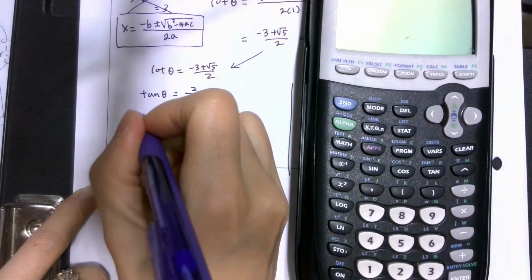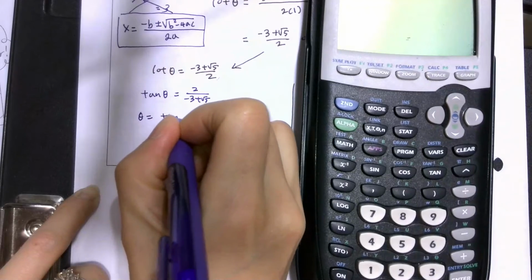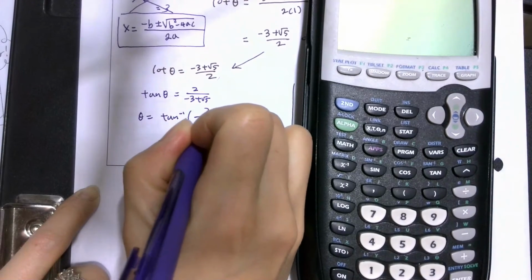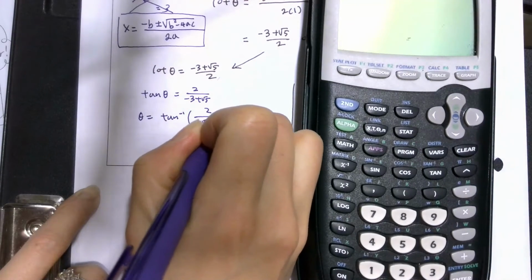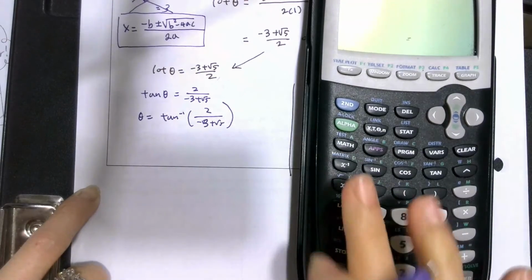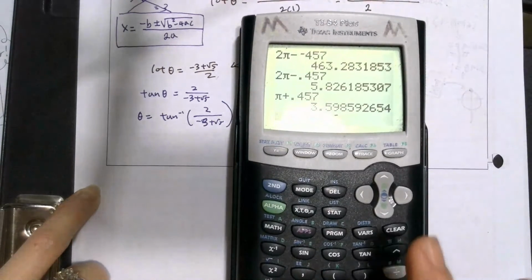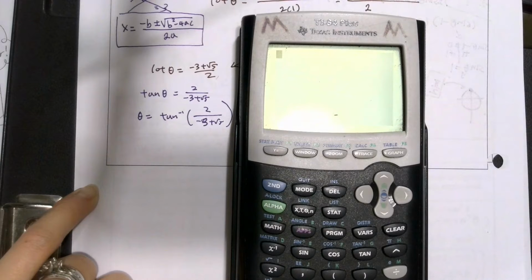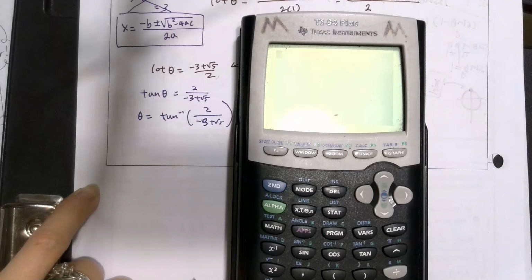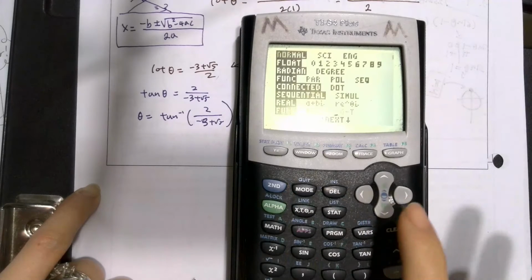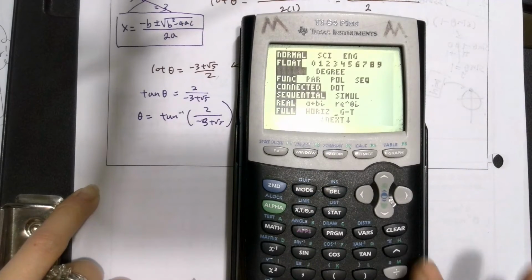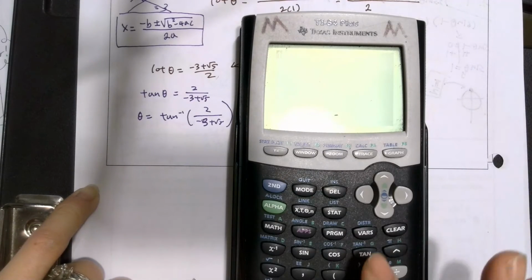How do you find the theta? It's going to be the inverse tangent of that value. So I'm going to go ahead and plug it in my calculator. Does it matter if it's degree or radian? It does. Your problem doesn't say it, so I think it has to be radian. So make sure you're in radian mode. Let's go ahead and plug it in.